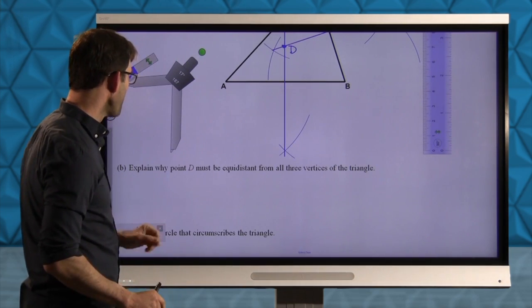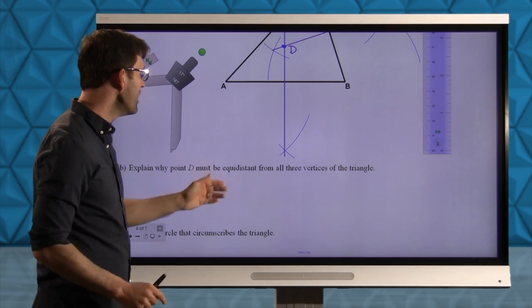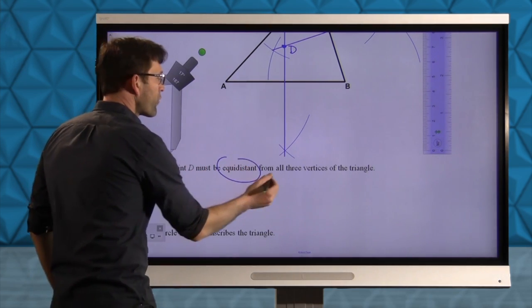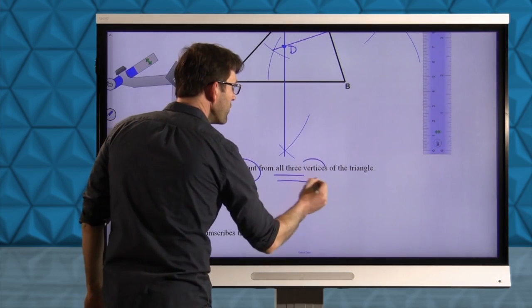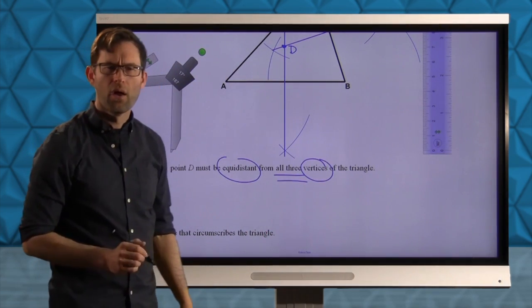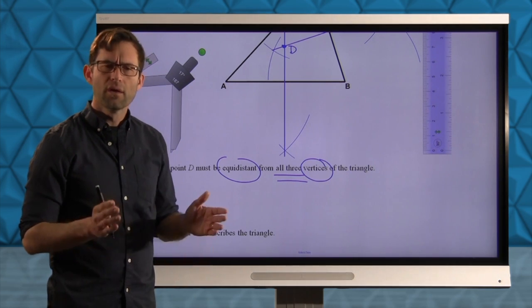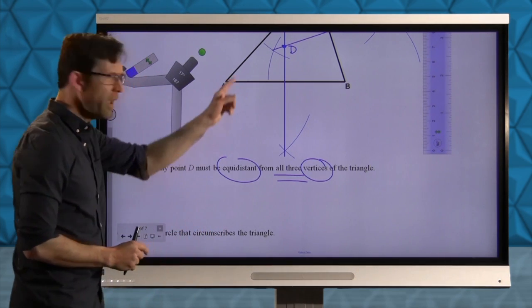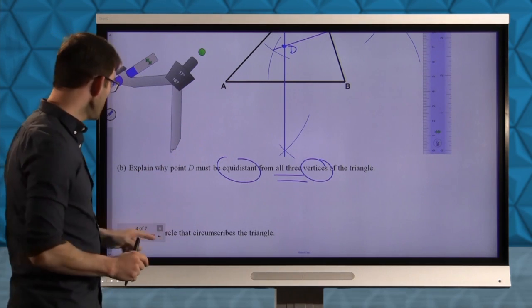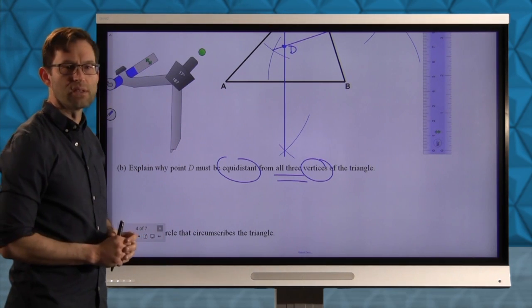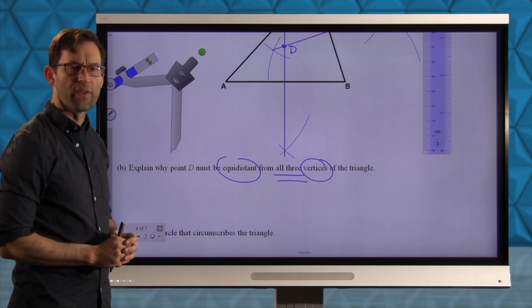Letter B, explain why point D must be equidistant from all three vertices of the triangle. All three vertices of the triangle, okay? So take a moment and think about that. Why is point D equidistant from all three vertices of the triangle? Pause the video now and think about this.